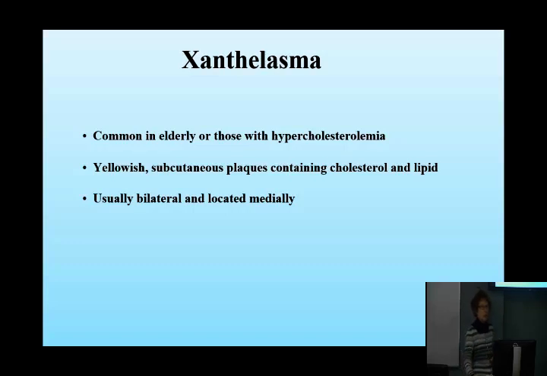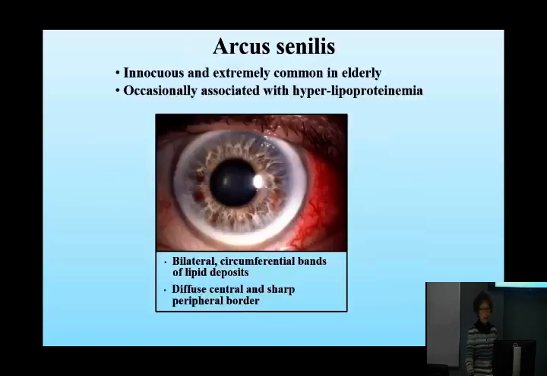Arcus is another thing. We normally see this in an elderly person. Just looking at their eye, you'll see this white ring at the edge of their cornea, and that also is lipid deposits. And so if you see a person with that, again, you may just want to do a lipid panel on them and just make sure that their cholesterol is where it should be.